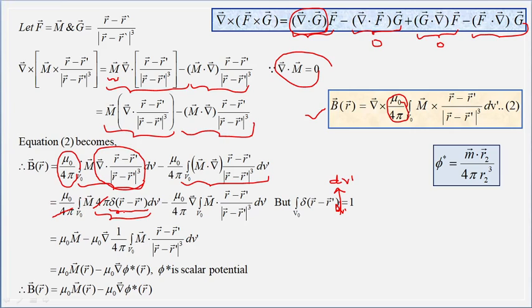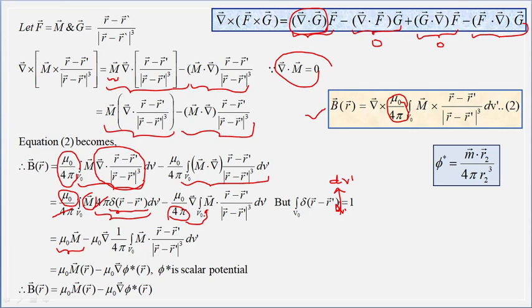So the integral of this, M is constant and will come out, and the integral of this Dirac delta function is equal to 1. So what you get here is mu naught and M, as the other quantity becomes 1. So mu naught M. Then here we keep mu naught inside, and I am taking this 4 pi inside like this.